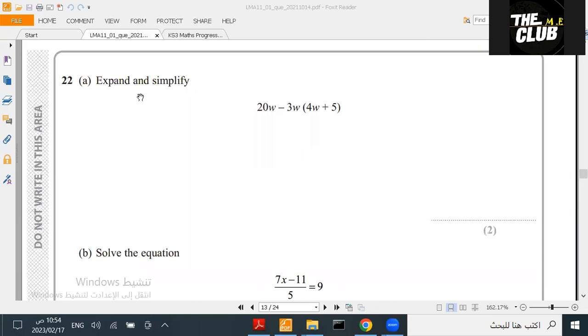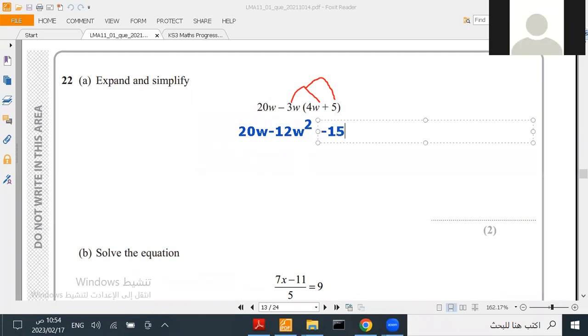Question 22A, expand and simplify. We have expanding and simplifying. The expanding one will be on the brackets, this one and this one. So 20W we write as it is. Then minus 3W times 4W gives minus 12W power of 2, because when we multiply W by W we add the powers, so it's W power of 2, W squared. And then minus 3W times 5 gives minus 15W.